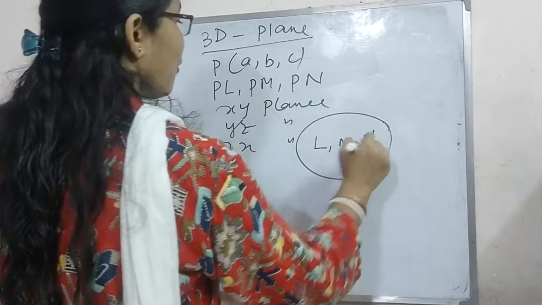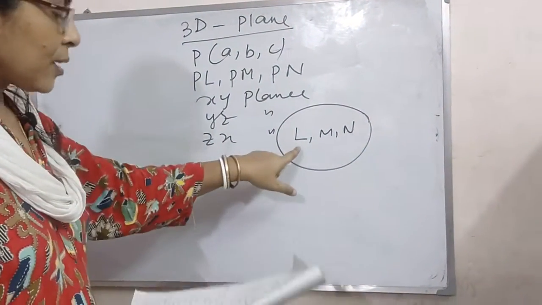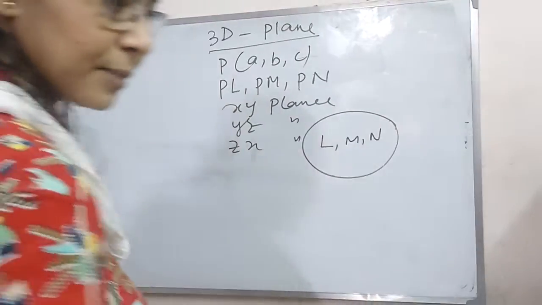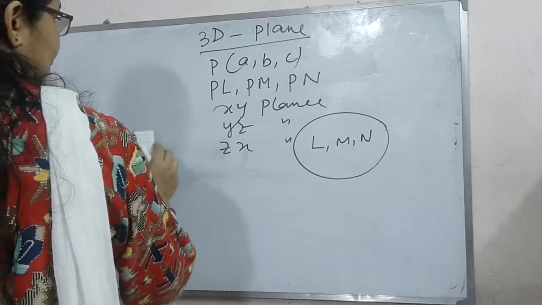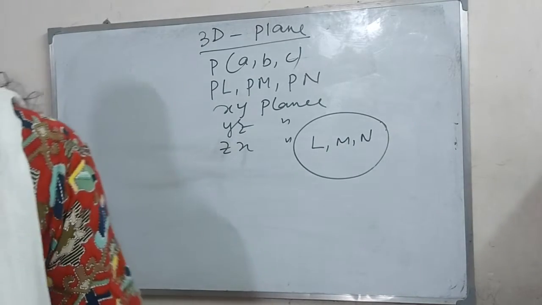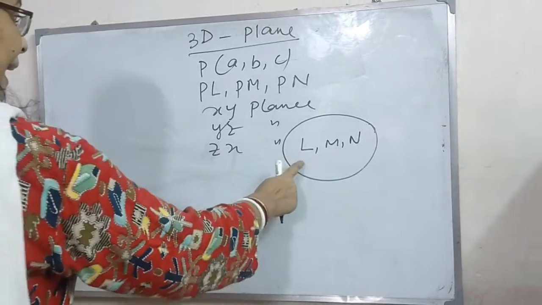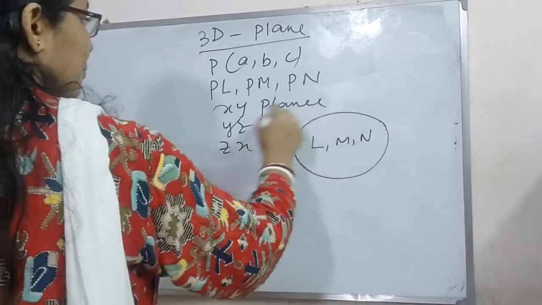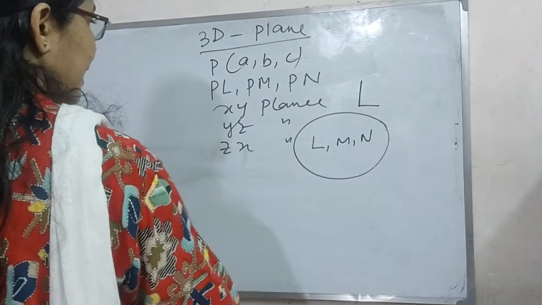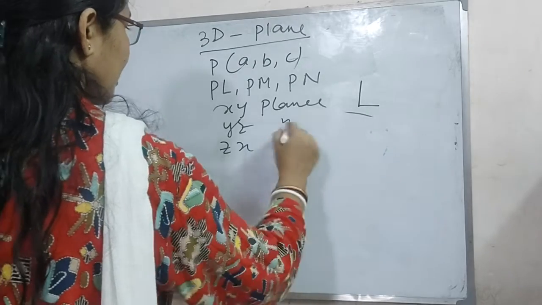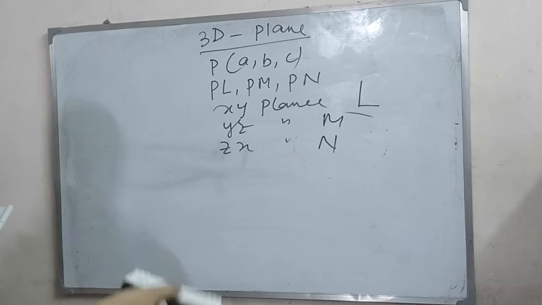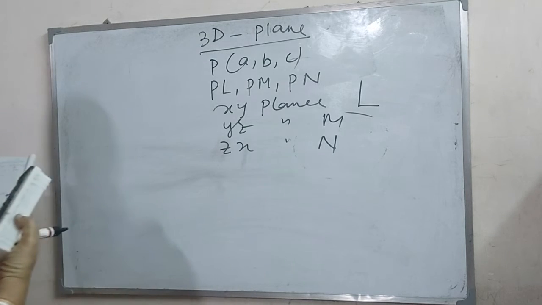We have to find the equation of the plane through L, M and N. As per the question, it is clear that L, M, N lie on the coordinate planes. That means L lies on the XY plane, M lies on the YZ plane and N lies on the ZX plane.